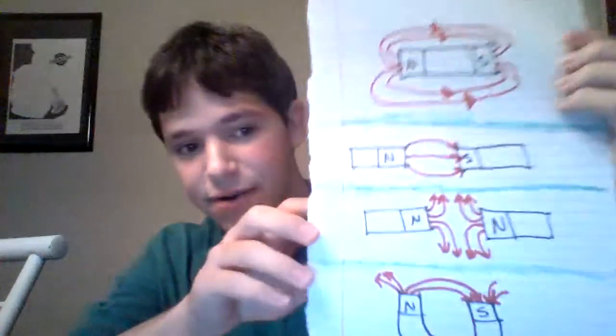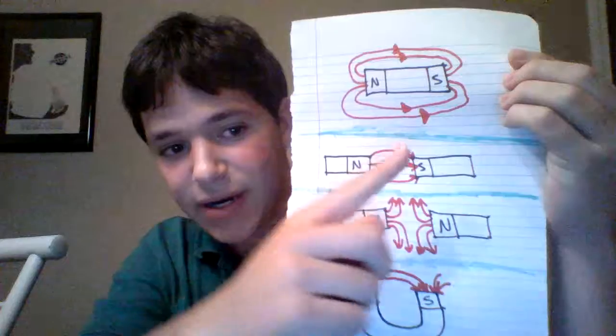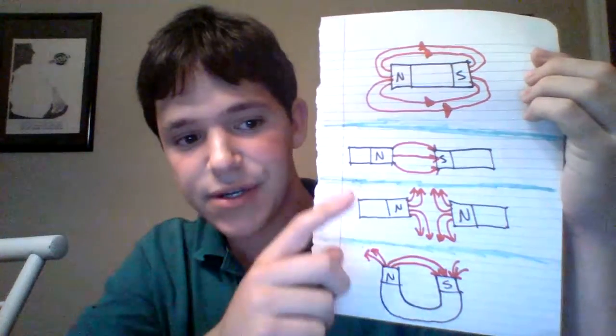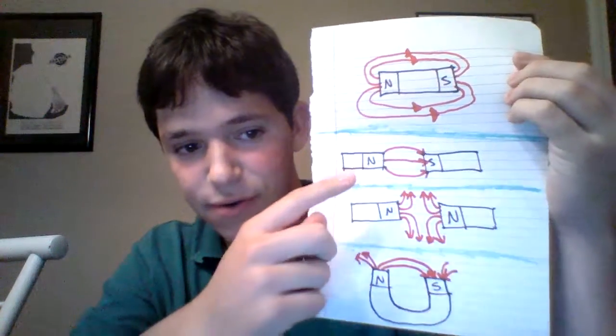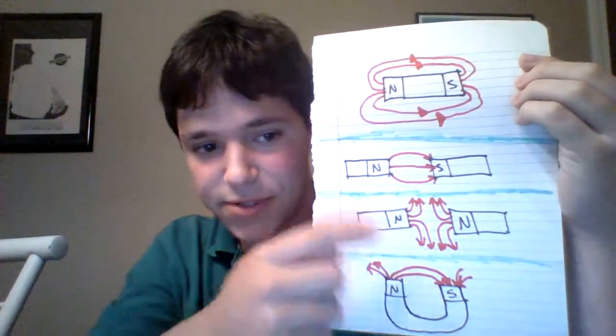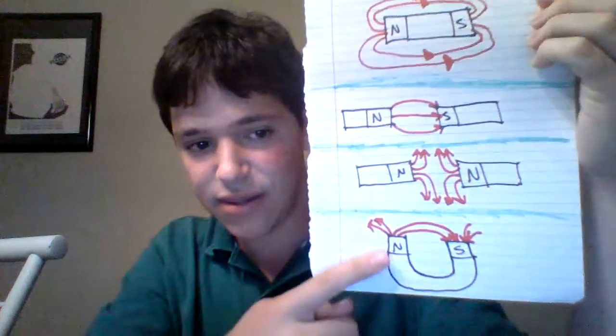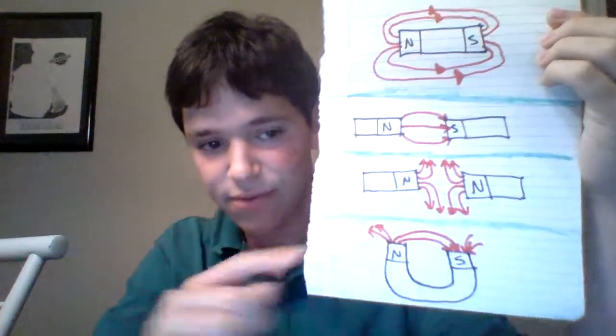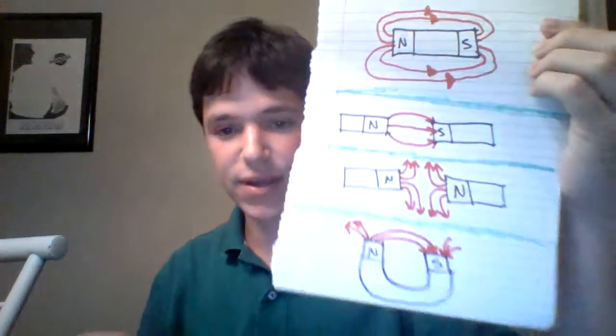And here is my diagram showing just the bar magnet by itself, the elliptical field between opposite poles, north to south, between like poles, up and down, just repelling, and then the horseshoe magnet with north, south, and then some going out and some going in.